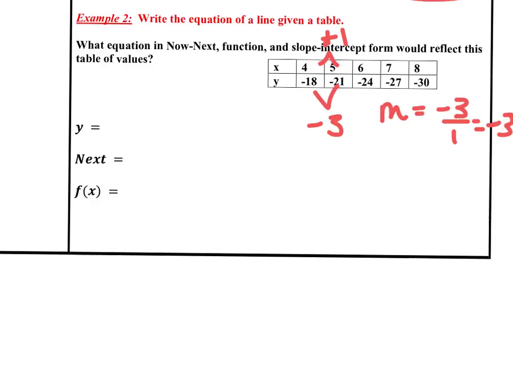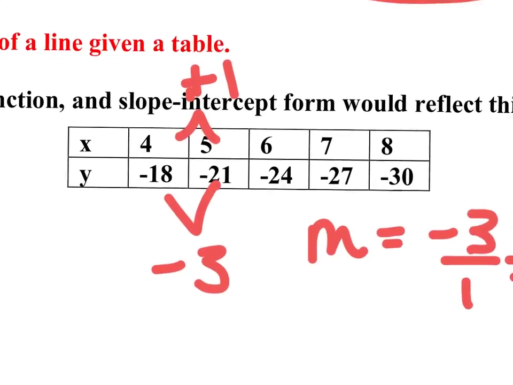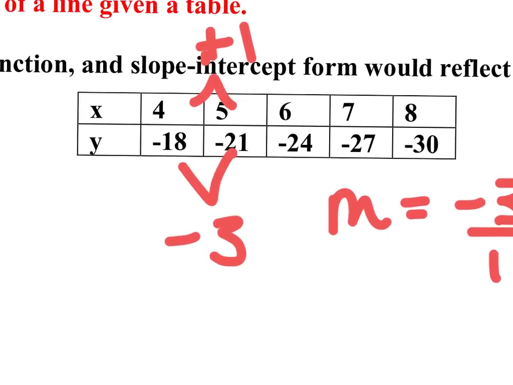And my y-intercept, if you look at the table right now, it's kind of got a bit of a problem in that you do not see an x equals 0. So what you want to do is add the 0 to the table, and you're going to have to solve for it.